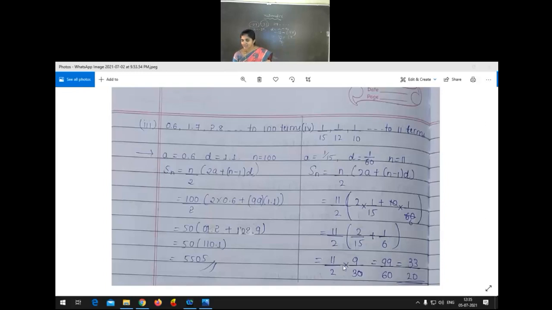11 by 2 into, here again, by taking the LCM you have to add. Don't add like numerator plus numerator and denominator plus denominator. Some students write 2 plus 1 as 3 and 15 plus 6. Don't do that. Fraction form, LCM. By taking the LCM you have to add this. Okay, you have to be very careful while solving this type of problem. 11 by 2 into 9 by 30, that is 99 by 60. After simplification, 33 by 20.